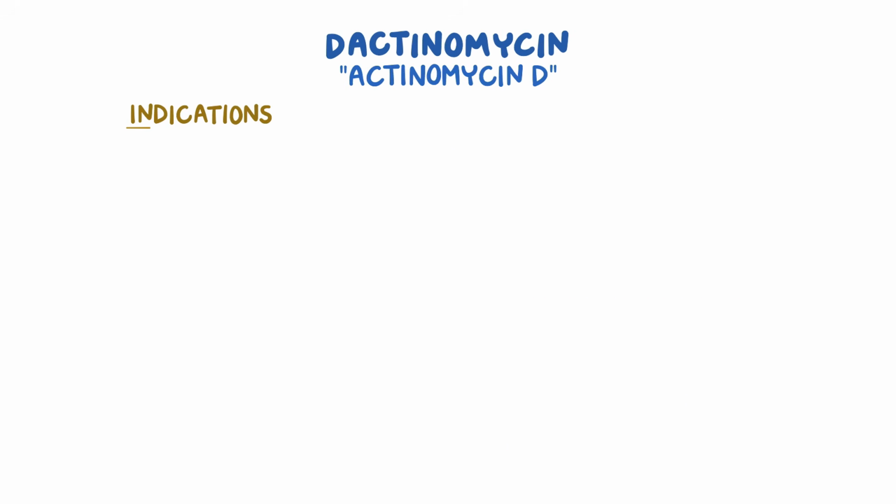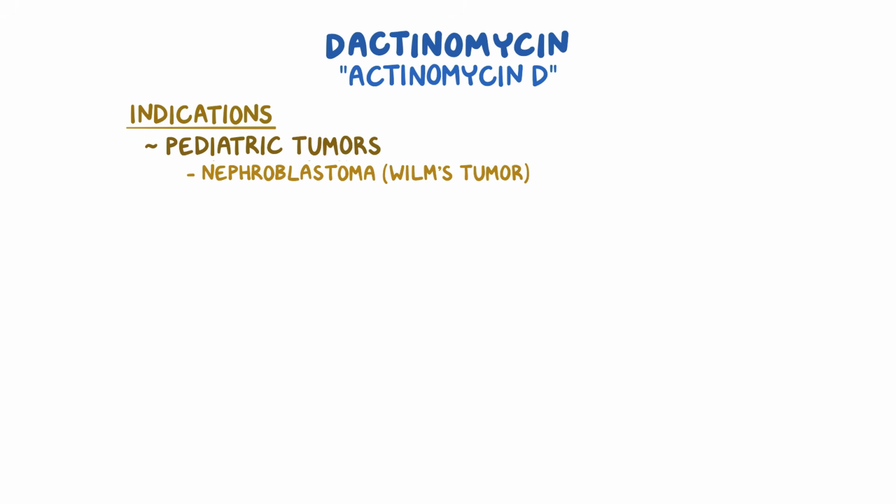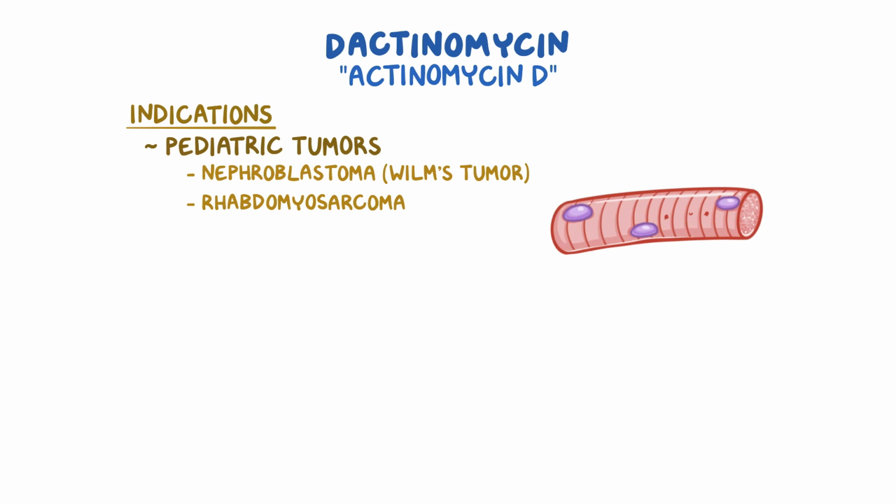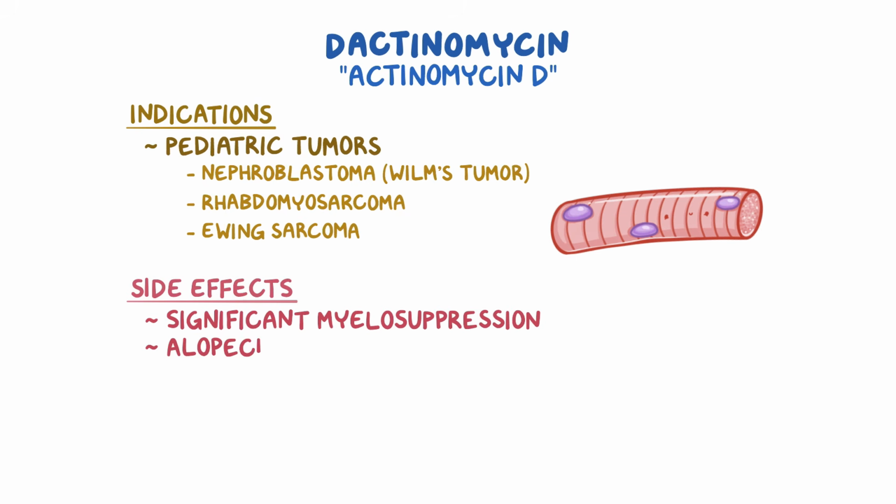Dactinomycin is used primarily in the treatment of pediatric tumors like nephroblastoma or Wilms tumor, rhabdomyosarcoma, which is a type of cancer that develops from skeletal muscle cells, and Ewing sarcoma, which is a malignant bone tumor. Also, Dactinomycin is associated with significant myelosuppression and alopecia.